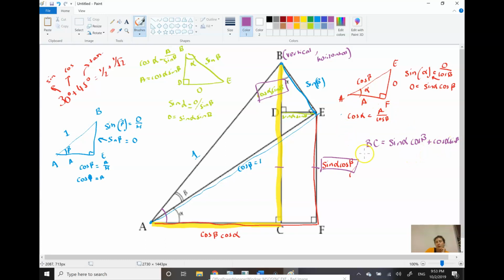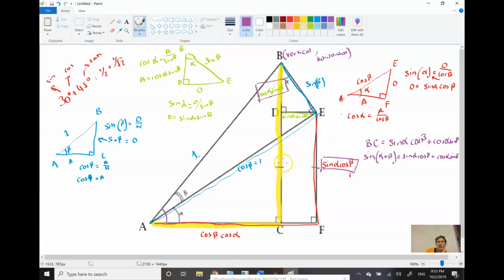And we can also rewrite that as sine of, again, sine's vertical, so sine of alpha plus beta equals sine alpha cos beta plus cos alpha sine beta. That's that angle there. And I'll rewrite these again in a second.